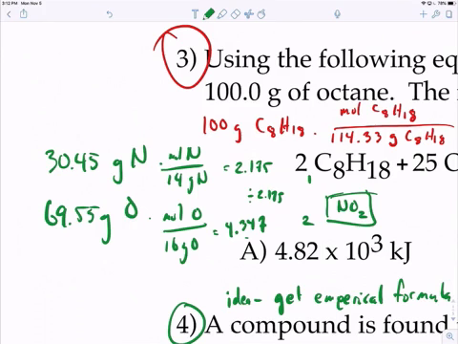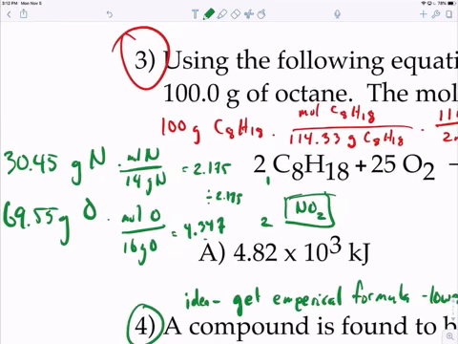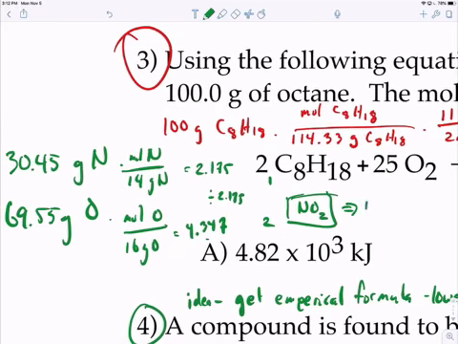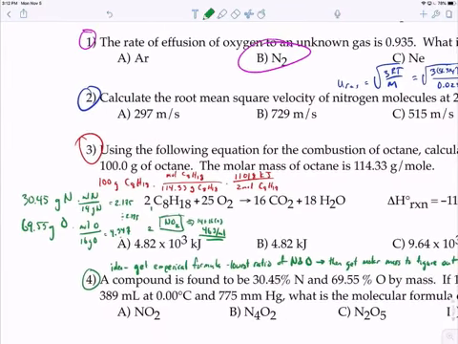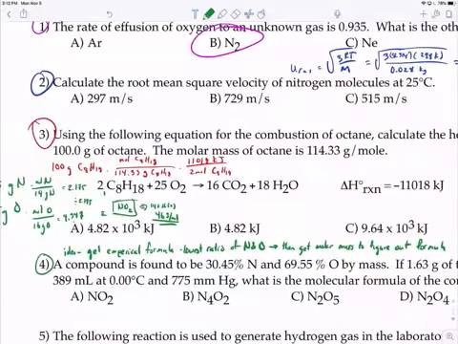So where we're at right now, with the 30% nitrogen, 70% oxygen, that puts us in a 1 to 2 ratio nitrogen to oxygen. And NO2, this is 14 plus 16 times 2. So 16 times 2 is 32 plus 14, this is 46 grams per mole. So at 46 grams per mole, now we got to figure out the molecular weight of this.